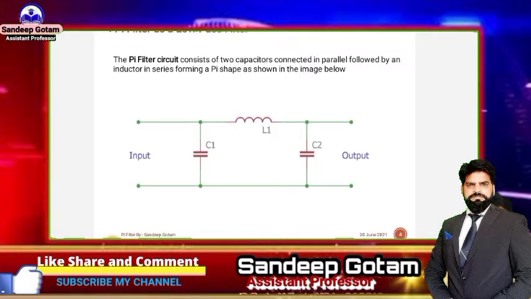So the pi filter circuit consists of two capacitors connected in parallel followed by an inductor in series, forming a pi shape as shown in the image. Okay, let me give you the brief introduction about this pi filter as a low pass filter.